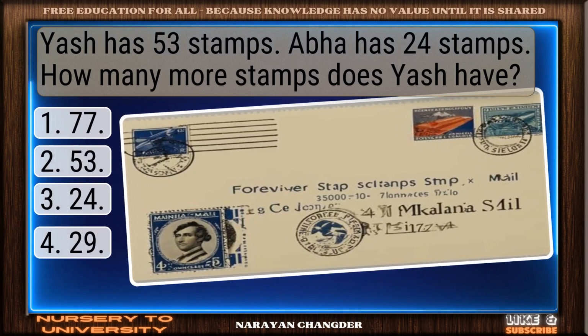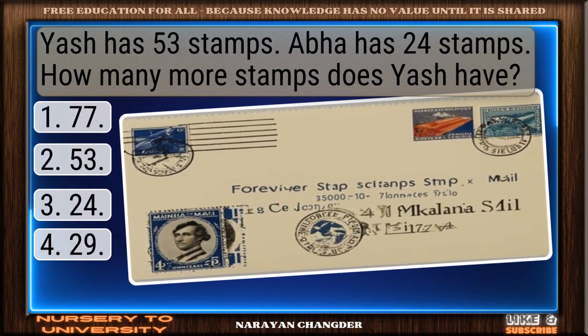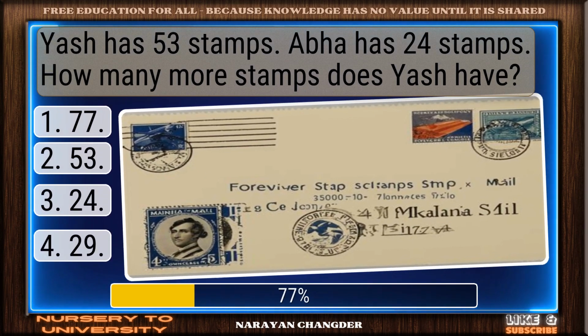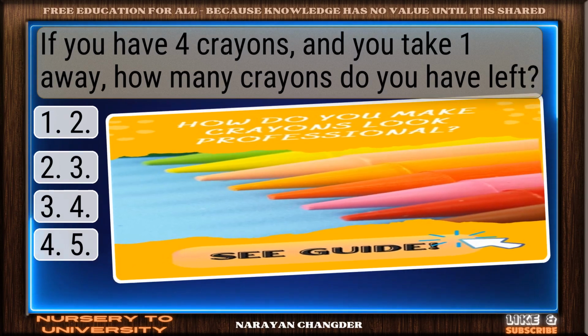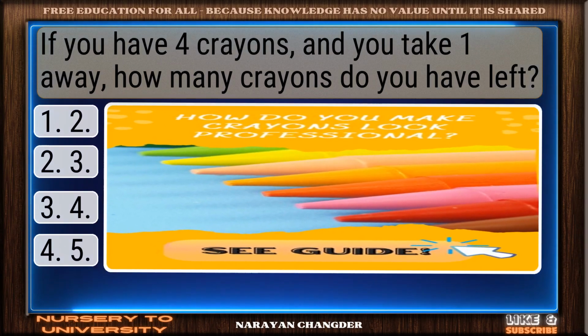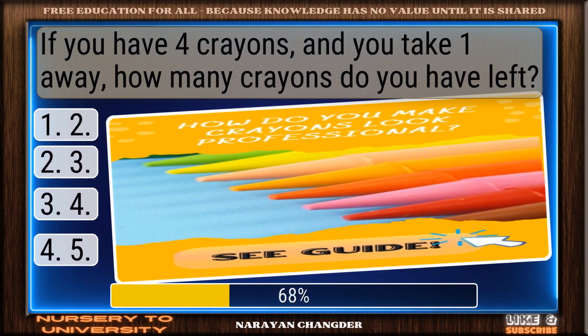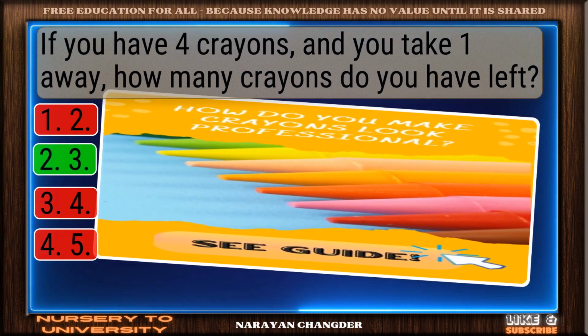Yash has 53 stamps. Abba has 24 stamps. How many more stamps does Yash have? You chose 29, and it is correct. If you have 4 crayons and you take 1 away, how many crayons do you have left? Correct. 3 is the right answer.